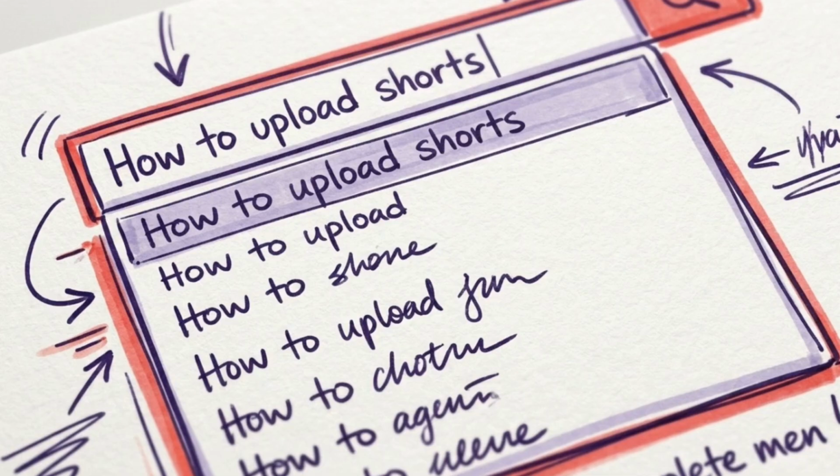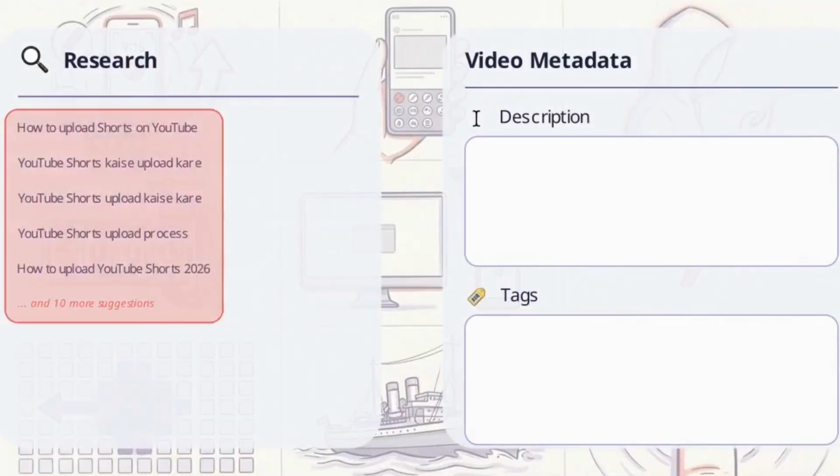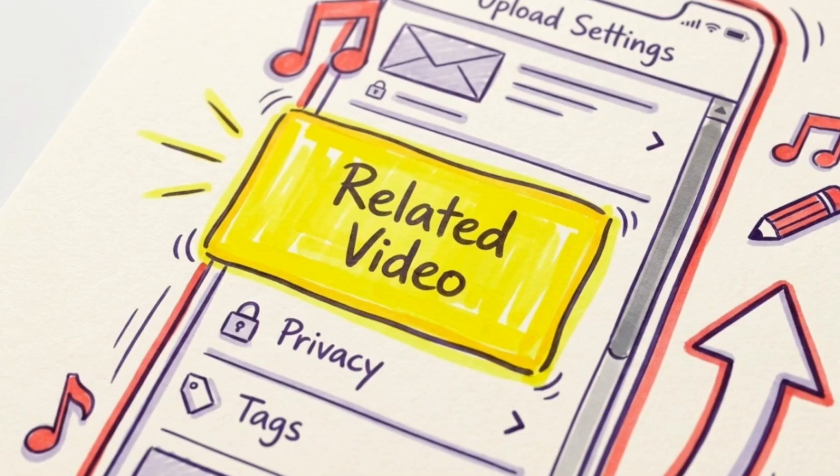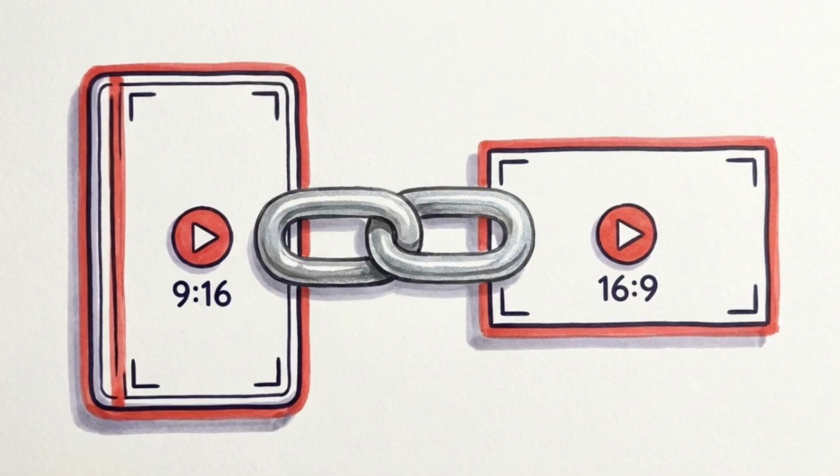While the video is unlisted, fill out the hidden description. Go to the regular YouTube search bar, type in your main topic, and harvest 10 to 15 autocomplete suggestions. Paste these localized terms directly into your description and tags. Next, scroll down to the Related Video option. Use this tool to attach a clickable link to one of your longer videos or a previous short.